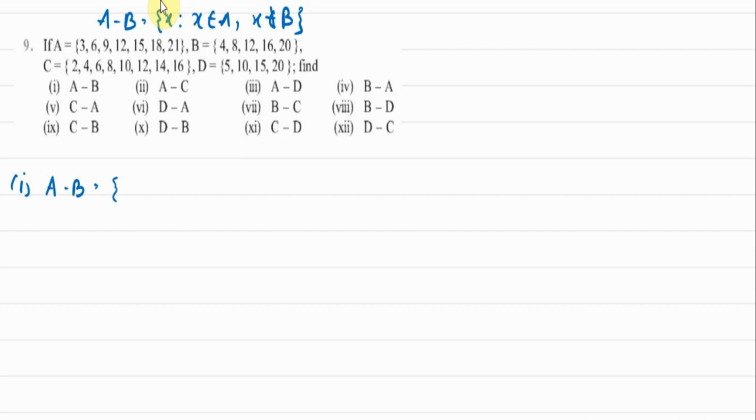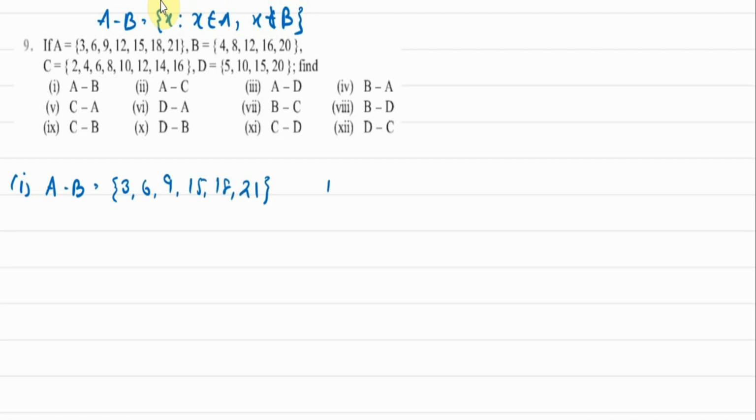So first part here is A minus B. Now we have to write down the elements of A which are not present in B. So it can be 3, then we have 6, then we have 9. We cannot write 12 because 12 is also present in B. So we will not write 12. We will write 15, 18 and 21. So this is our set A minus B.